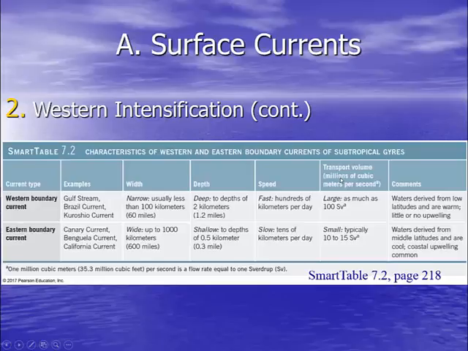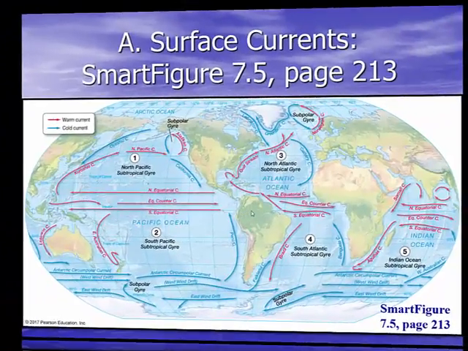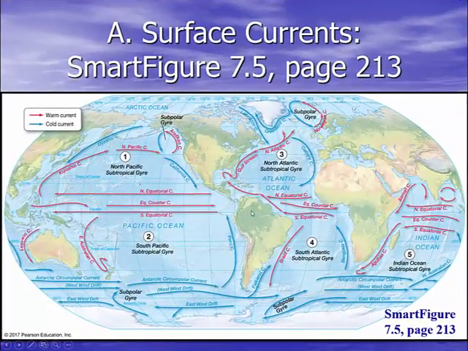The transport volumes, again, large for a western boundary current, small for an eastern boundary current, and a few comments about it. So this will help you organize all those eastern and western boundary currents. So be prepared for that on the exam about questions for various currents, whether they're eastern or western boundary currents of the 5 subtropical gyres and what the characteristics are.